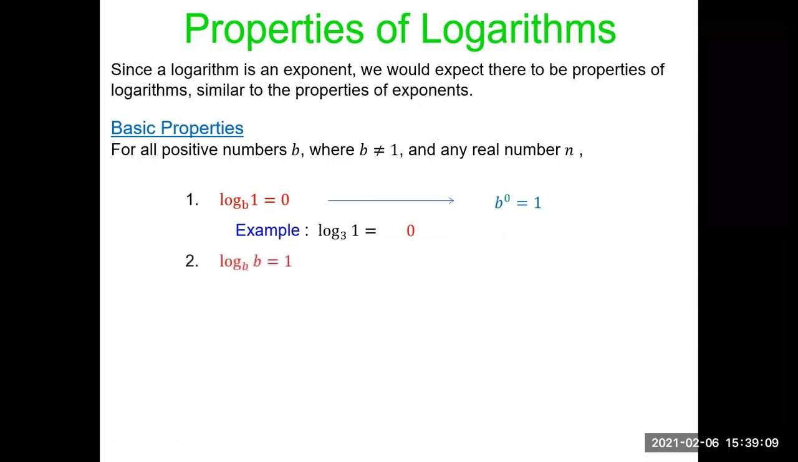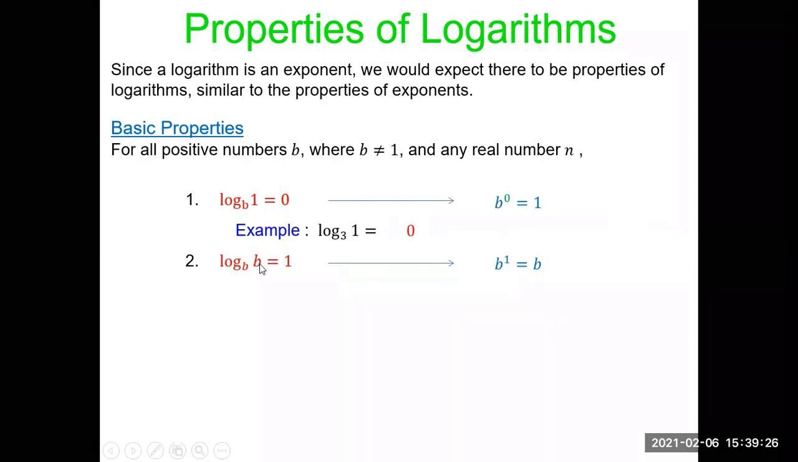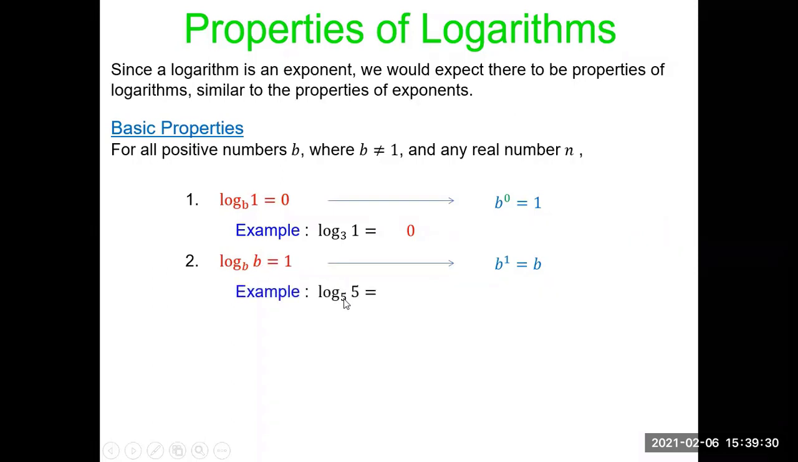In this next example, we could see that if the base and the argument are the same number, then the answer to that logarithm will always be 1. Now again, if we think of it in terms of exponential form, that would imply that the base raised to the power of 1 is what's going to give me the base inside of the argument. So if you look at log base 5 of 5, or log base 10 of 10, or log base 2 of 2, those are always equal to 1.